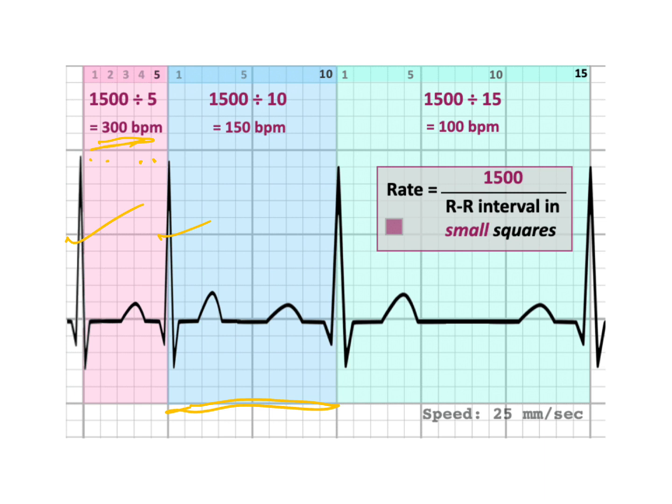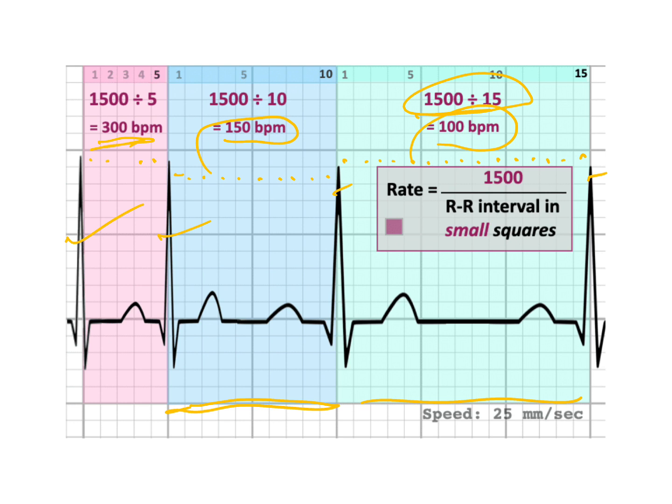Similarly, if we see this figure, there are how many small scale: 1, 2, 3, 4, 5, 6, 7, 8, 9, 10. 1500 divided by 10, we get the heart rate as 150 beats per minute. And also we can see here between two R waves how many small scale: 1, 2, 3, up to 15. So 1500 divided by 15, we get 100 beats per minute.